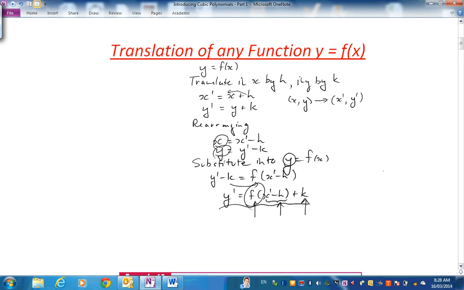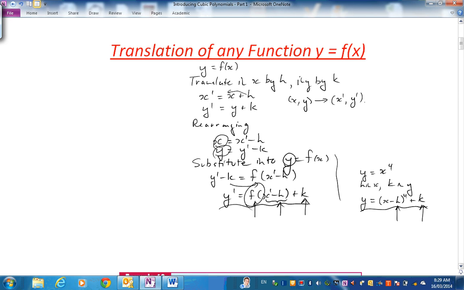If I was to take x to the fourth, let's take y equals x to the fourth. Then I translate this, let's say, h in the x and k in the y. Because this is a general proof here, the new function would be x take h to the fourth plus k. Alright, the x term changes by subtracting the directional translation, then adding k on the end.